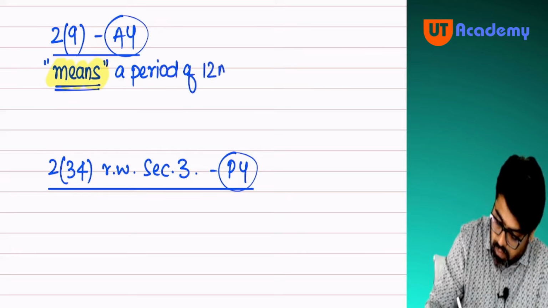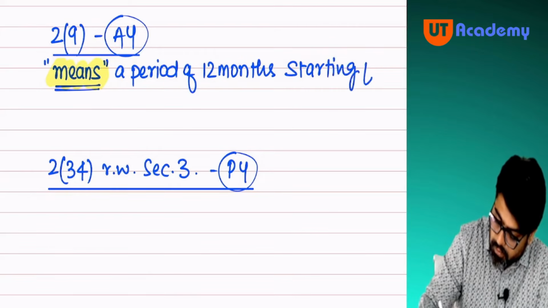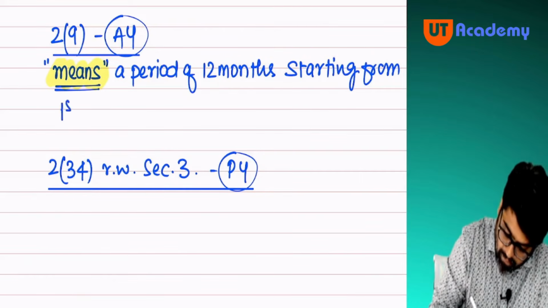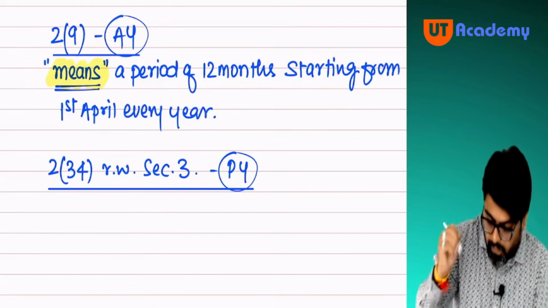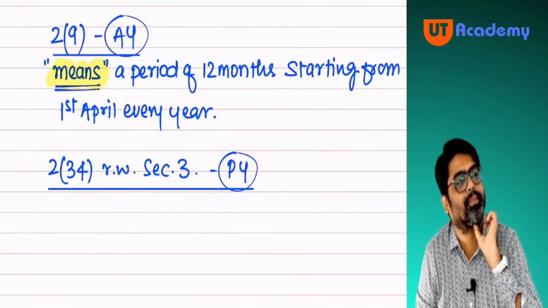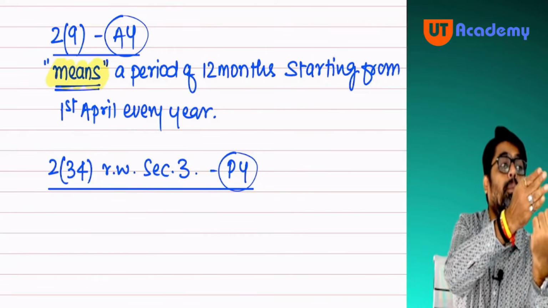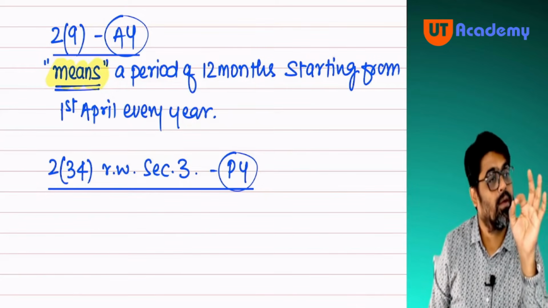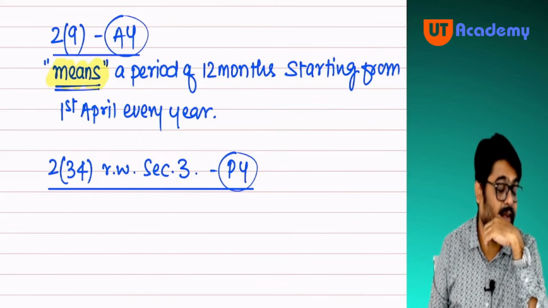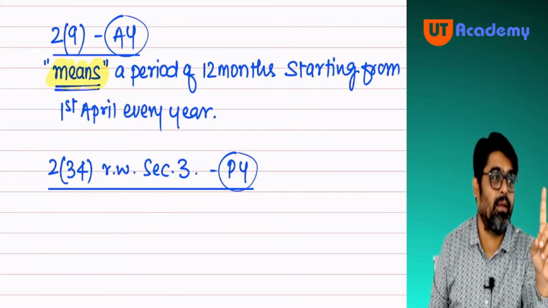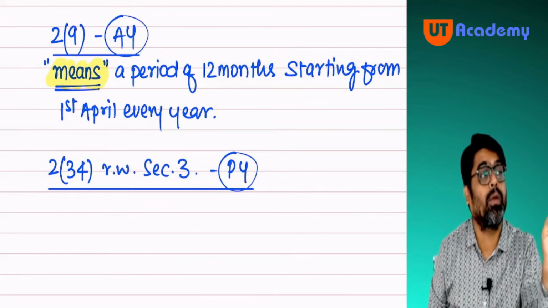a period of 12 months starting from 1st April every year. So, every year from 1st April the period will start, and that period will be for 12 months. That period is known as assessment year. Every year from 1st April, the period of 12 months will start, and that period will be known as assessment year.